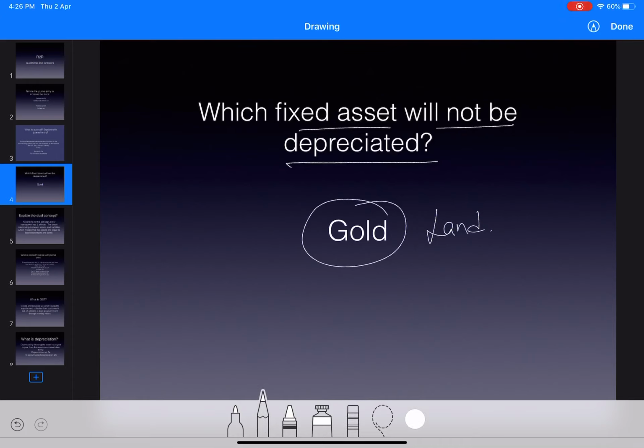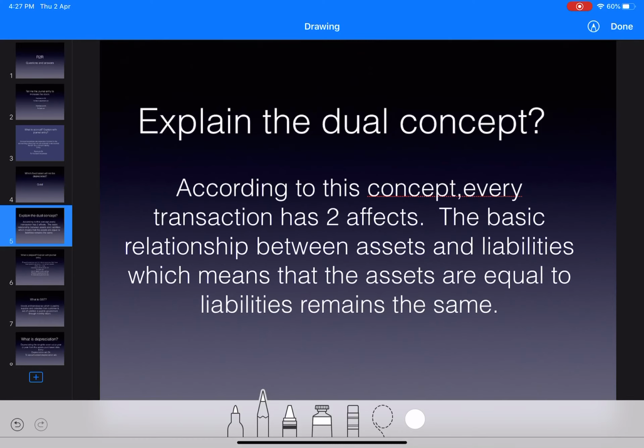But if he specifically mentions which fixed asset except land, then this question becomes a little bit tricky, because it's very difficult to find out which fixed asset will not be depreciated. So the answer for this is gold. Okay, next question is, explain the dual concept. Dual concept, you know the meaning, means that it has two effects.